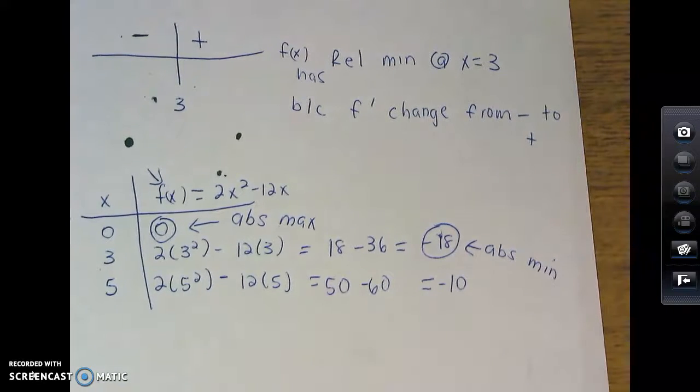So just to recap some things: if you're finding an absolute max or absolute minimum for a continuous function on a closed interval, you're going to have to always test your endpoints, because your absolute max can possibly occur at your endpoints, or it could possibly occur when you have a relative max or a relative min. So if you have a relative min, that can also be your absolute min, and if you have a relative max, that can also be your absolute max.